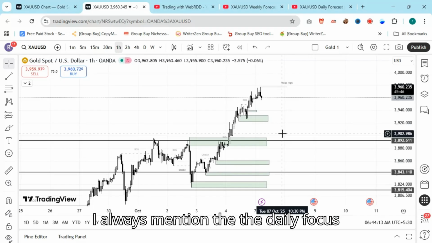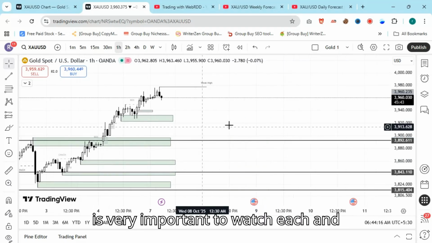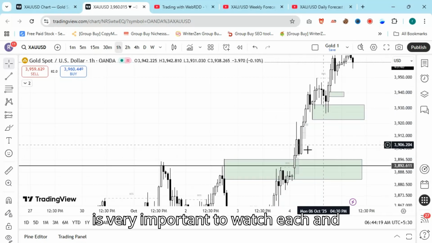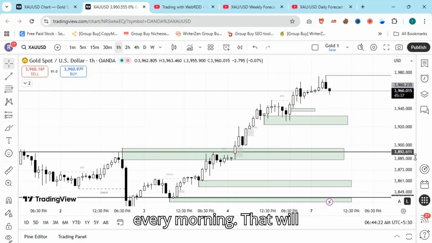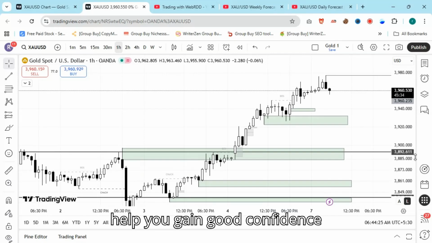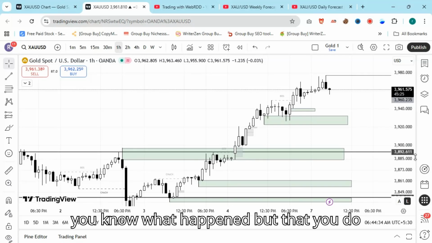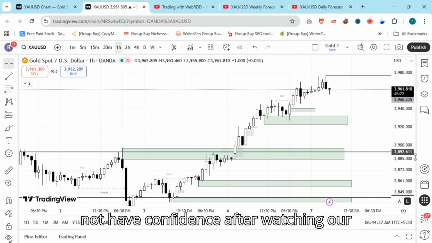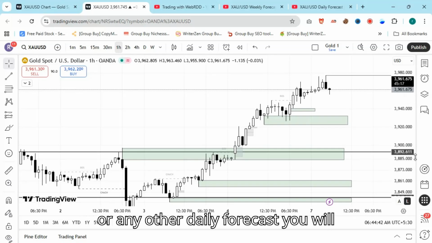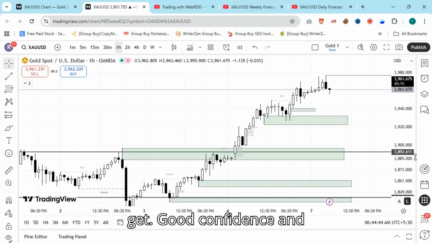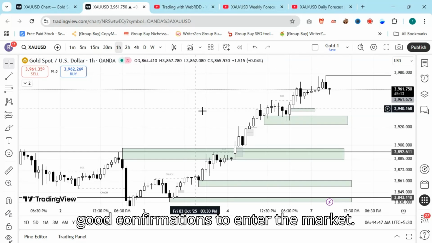That's why I always mention the daily forecast is very important to watch each and every morning. That will help you gain good confidence to enter the market, because sometimes you know what happened, but you do not have confidence. After watching our or any other daily forecast, you will get good confidence and good confirmations to enter the market.